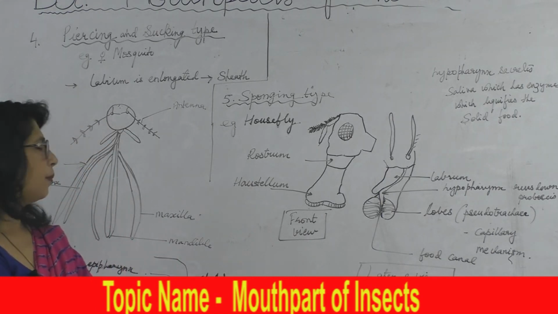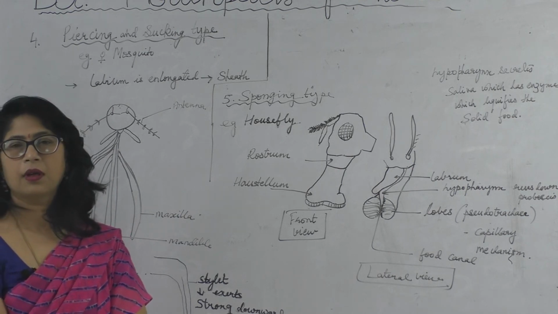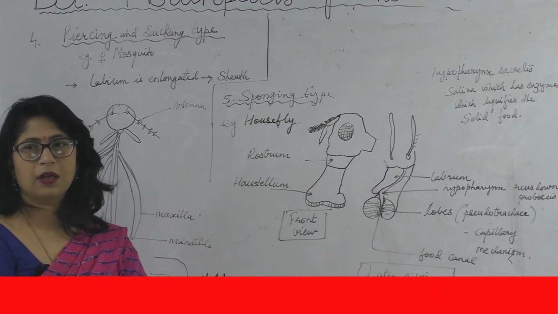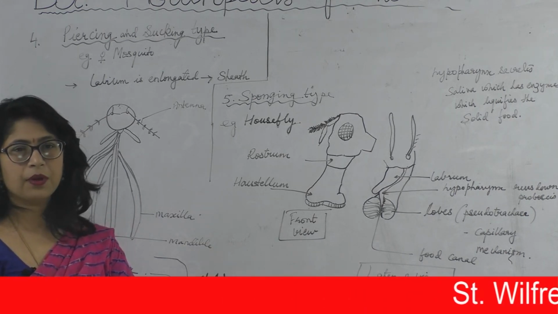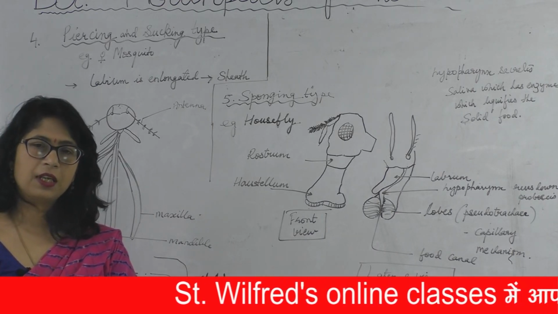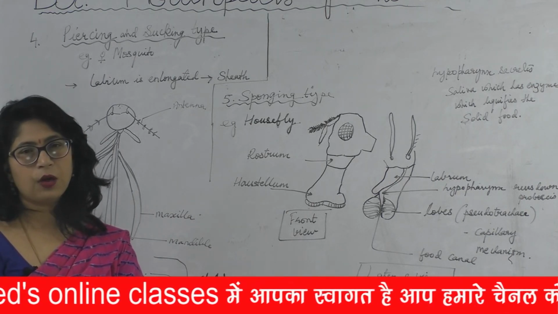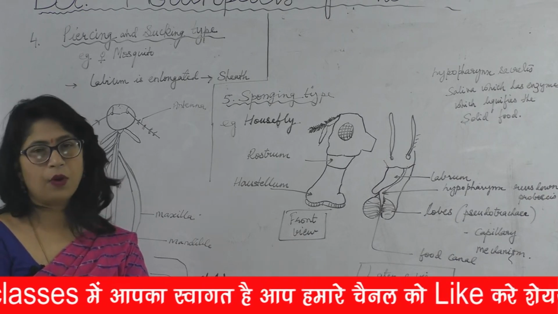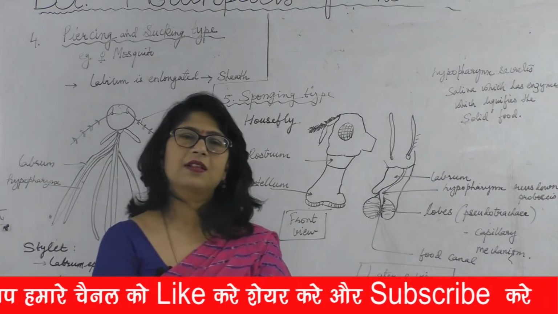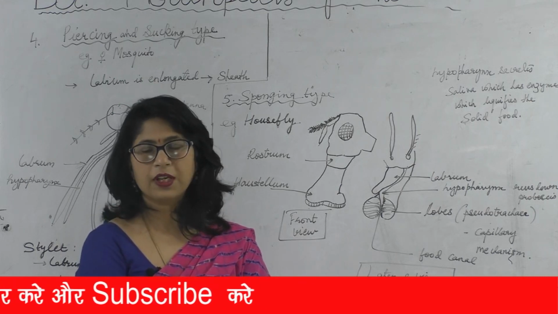The second type of mouth part is called the chewing and lapping type. The next type of mouth part is called the siphoning type, then the sucking and piercing type, which is found in the mosquitoes, and the sponging type, which is found in the housefly. There are other modifications also, but these modifications are most widely observed in the insects.